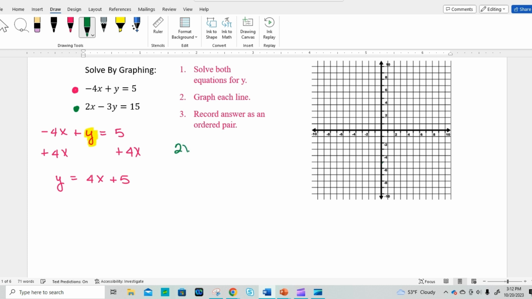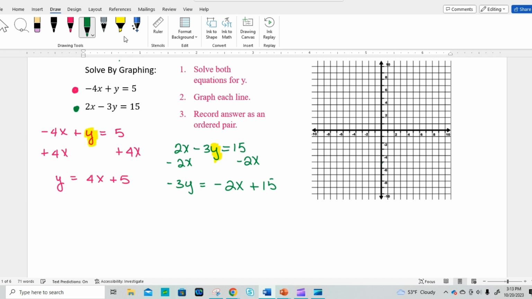So I have 2x minus 3y is equal to 15. I'm going to think of it the same way. I've got to get that y by itself, and it's not. It's been multiplied by a -3, and then they've added 2x to it. I'm going to undo what they did, and I'm going to start by subtracting 2x. I'll do that to both sides. So I have -3y is equal to -2x plus 15.